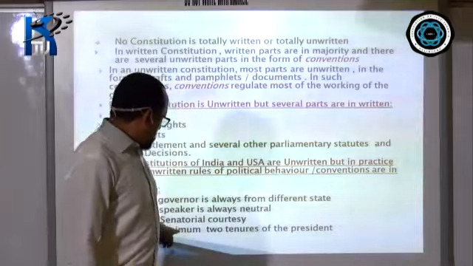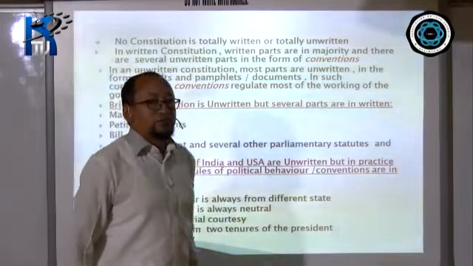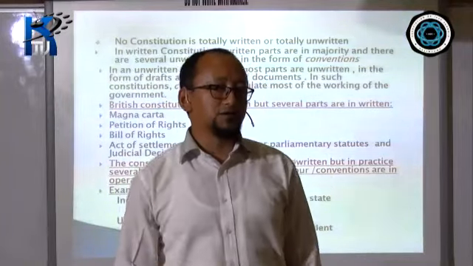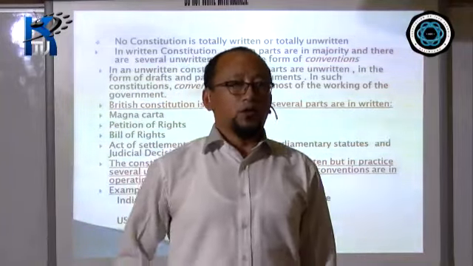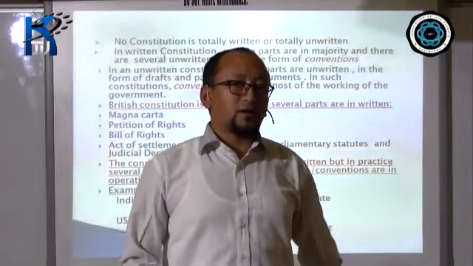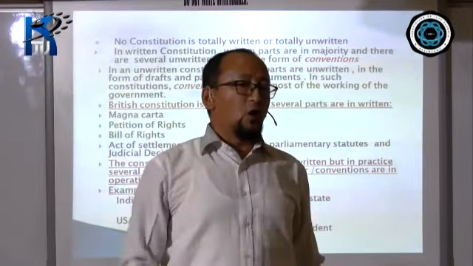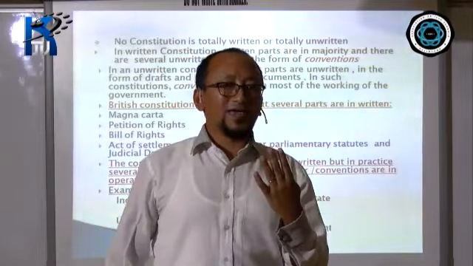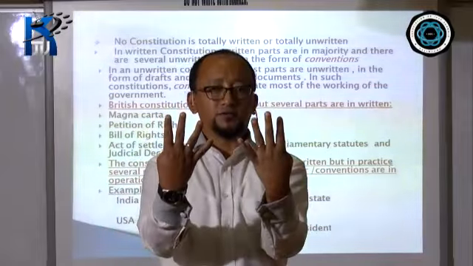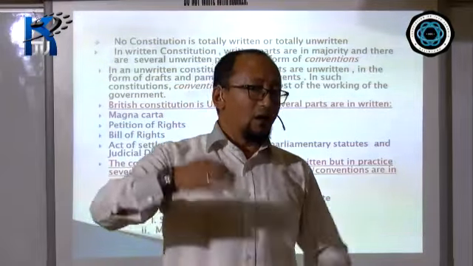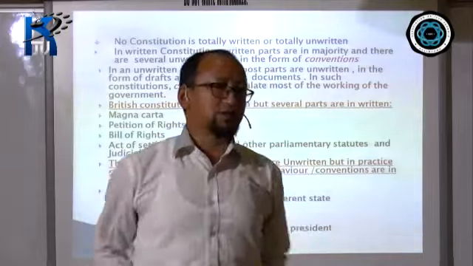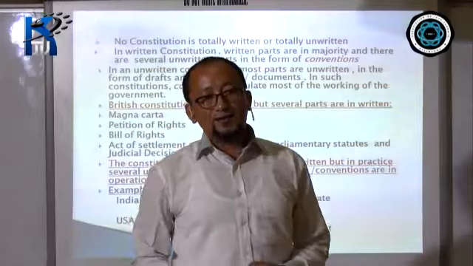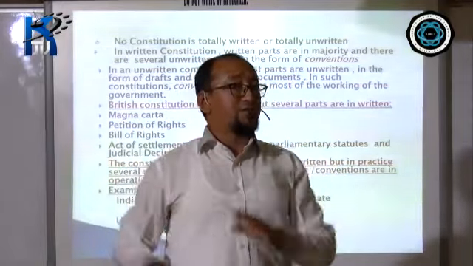Number 2, maximum 2 tenures of the president. Children, maybe while teaching the presidential form of government, I have taught about this to you all. But keep a note: the President of the United States of America can be elected only for 2 tenures. 1 tenure is 4 years. So 2 tenures means the same person can be re-elected, 4 plus 4, 8 years. Only under certain circumstances, 2 extra years may be added. So 4 plus 4 plus 2, that makes it 10 years.